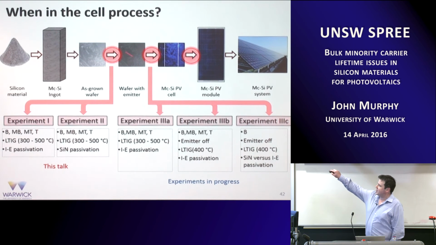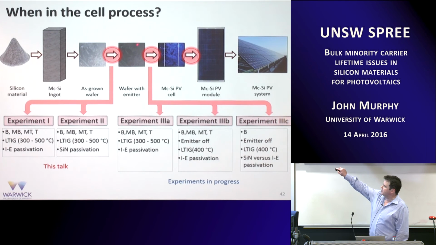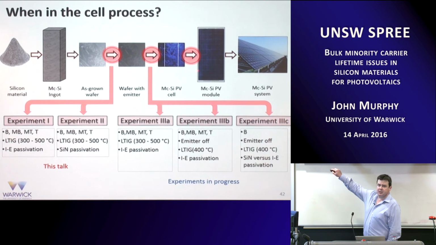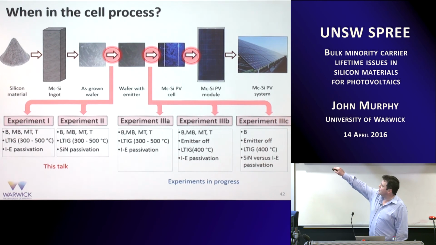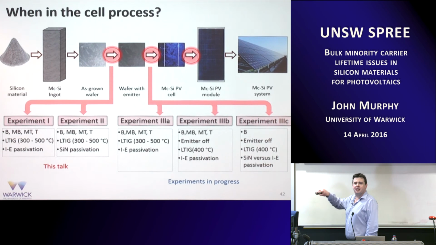You could do the Gettering here on the as-grown wafers. You could do the Gettering here after the phosphorus diffusion. You could do the Gettering here after the cell production, essentially, with the metallization. You could even do it on a module if you wanted to, but that's probably not going to work. But there are different stages at which you can do the internal Gettering.